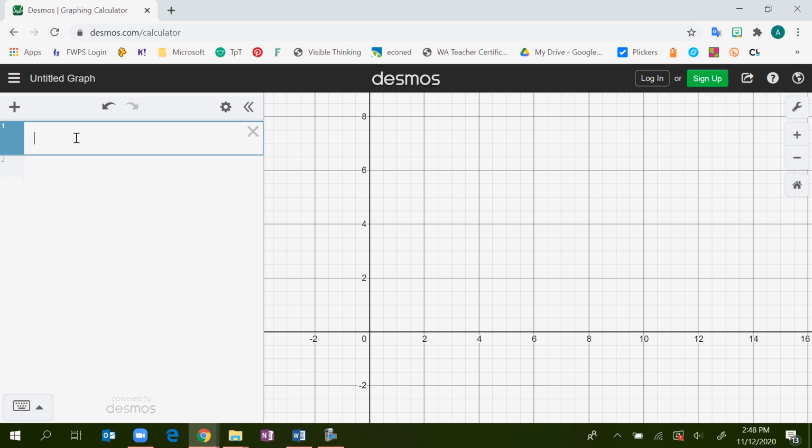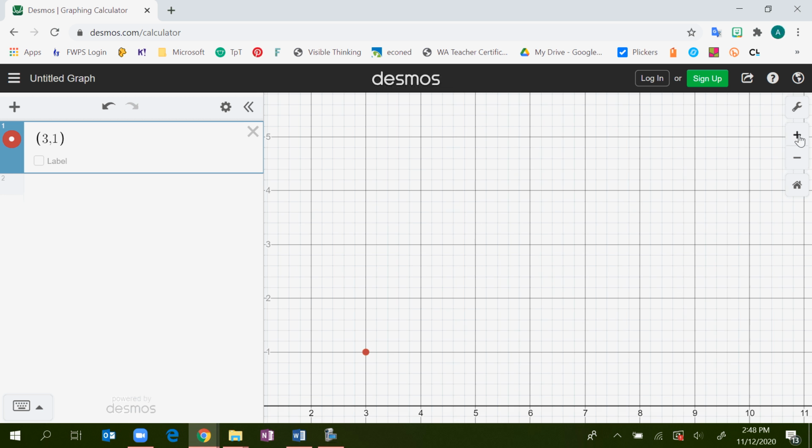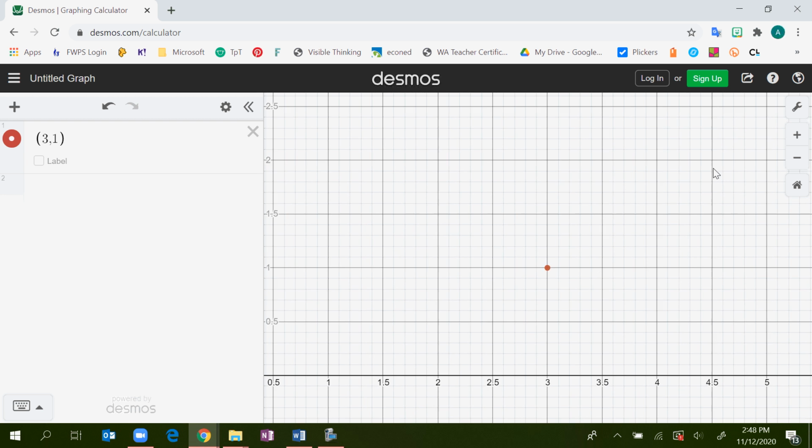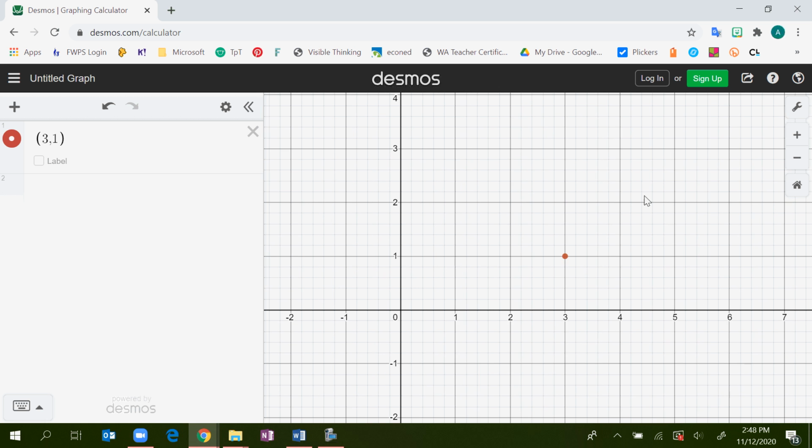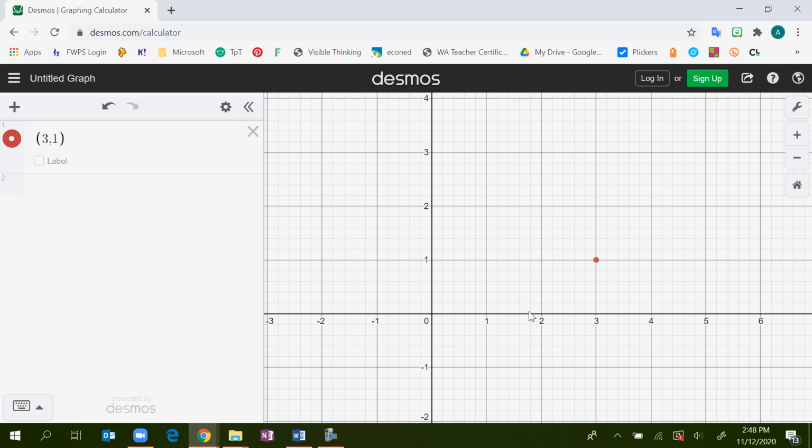So for example, if I were looking for the point 3, 1, that's where that point is right here. Remembering that points are classified as x, y, meaning that we would go 3 in my x direction, positive, and then up 1, because it is also positive in my y direction.